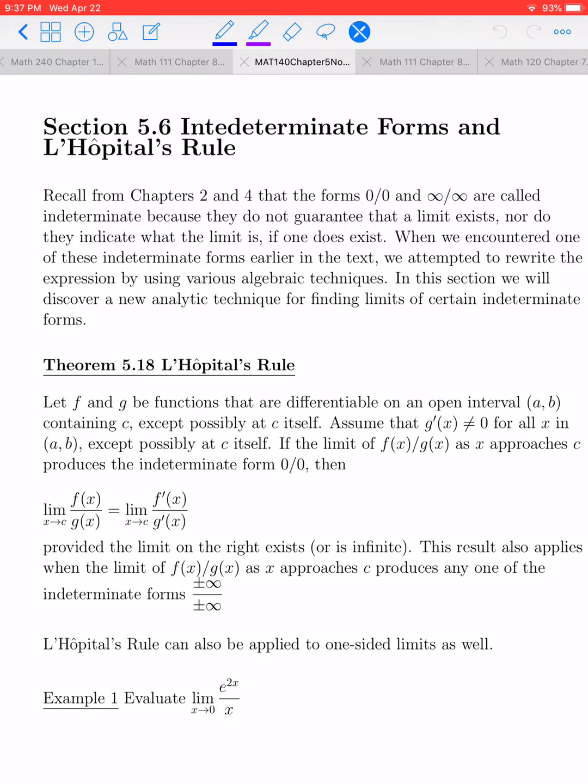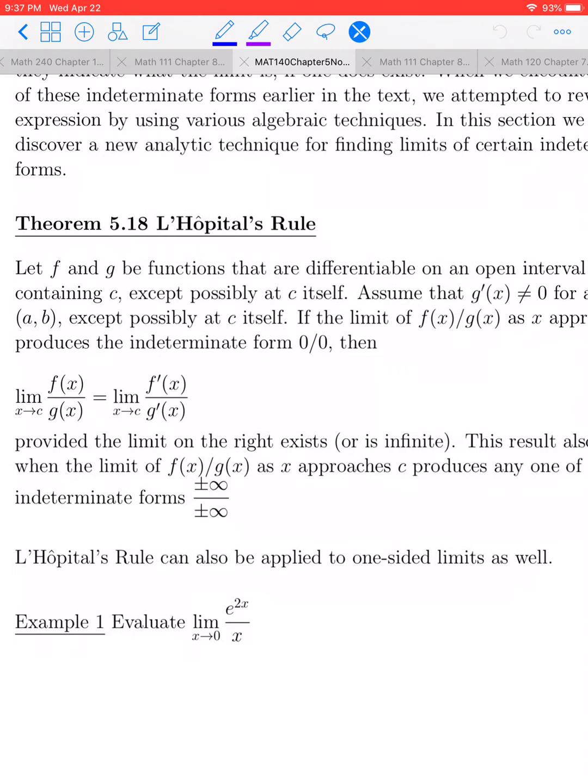When we encountered one of these indeterminate forms early in the class, we attempted to rewrite the expression by using various algebraic techniques, things like factoring and canceling common factors, rationalizing numerators or denominators, or even simplifying complex fractions. In this section, we will discover a new analytic technique for finding limits of certain types of indeterminate forms, and this analytic technique is what's referred to as L'Hopital's rule. This is theorem 5.18.